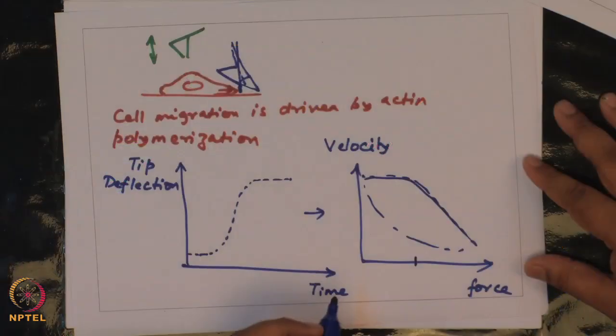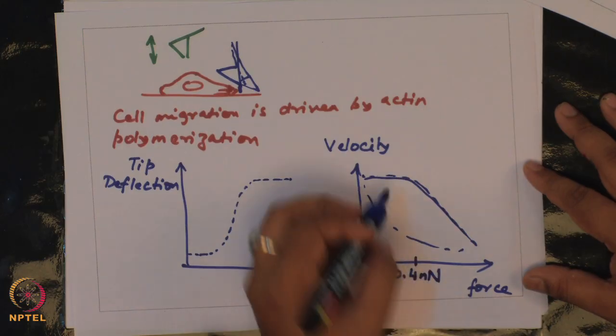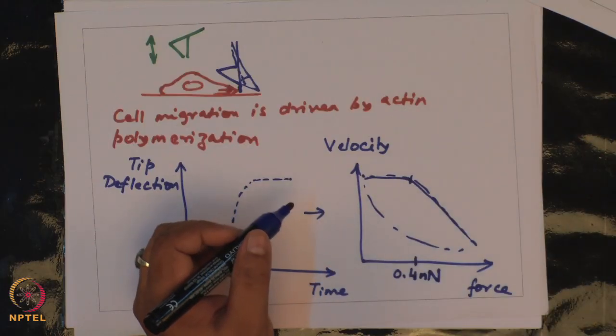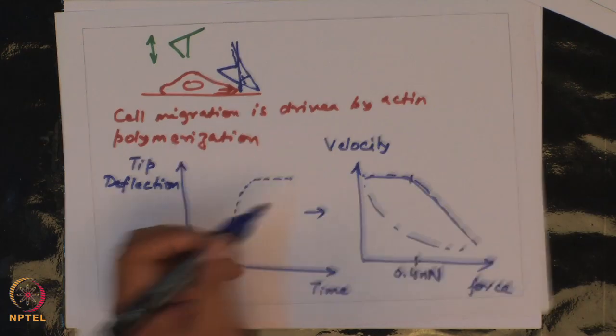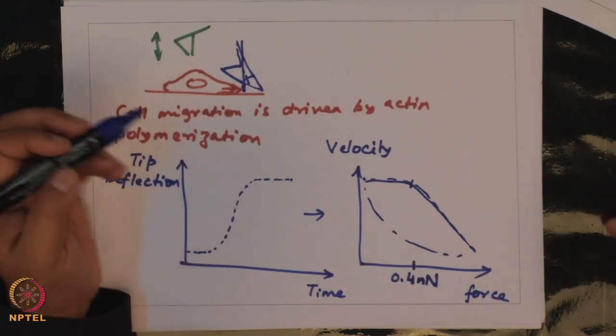So, this cutoff for fibroblast I think is of the order of 0.4 nanonewtons. This is the maximum force at which the cell can migrate at a constant speed. But this setup is difficult to engineer. You cannot use existing or commercially available AFM, but you have to design and make your own instrument to be able to do these measurements.